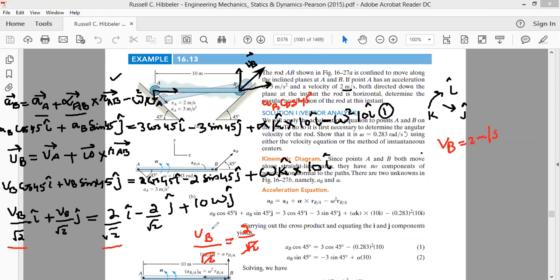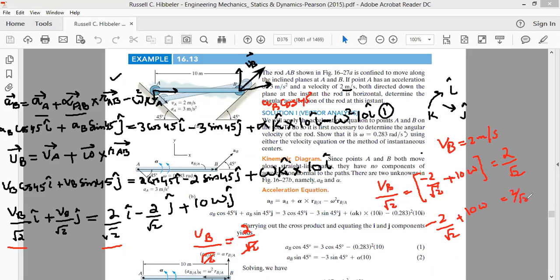Now balancing the J components, we have VB by under root 2 on the left hand side, which will be equal to the J components on the right hand side: minus 2 by under root 2 plus 10 omega. And VB is equal to 2, so it is 2 by under root 2. So we have minus 2 by under root 2 plus 10 omega is equal to 2 by under root 2.